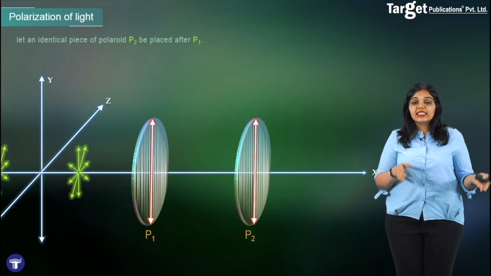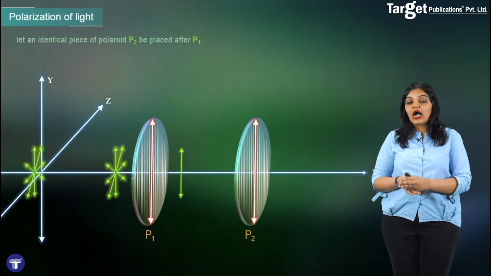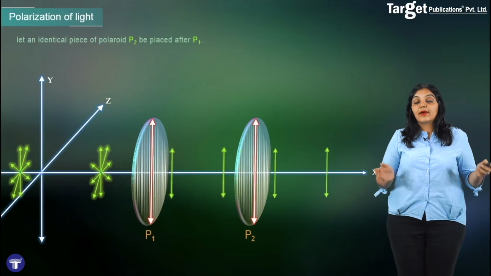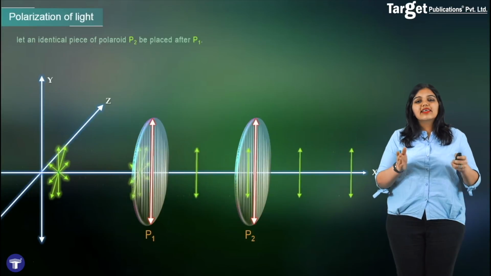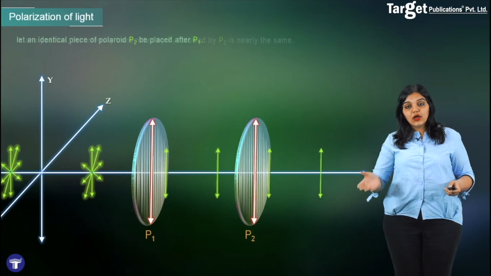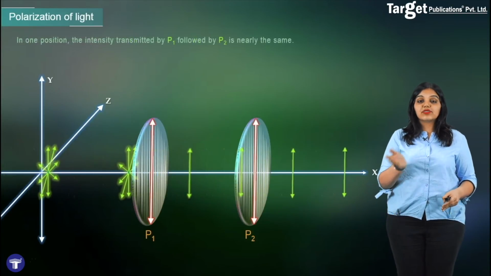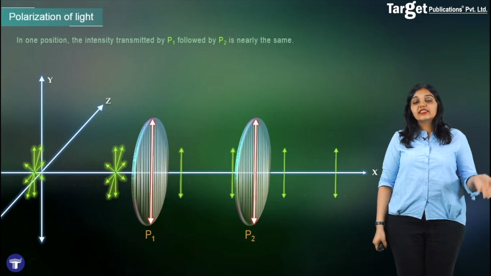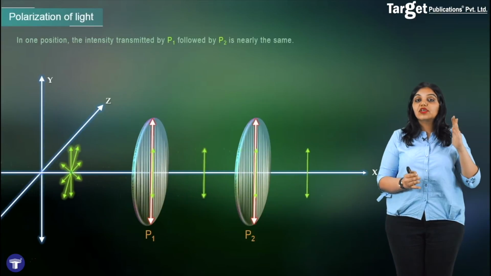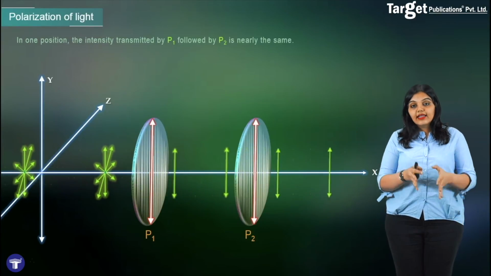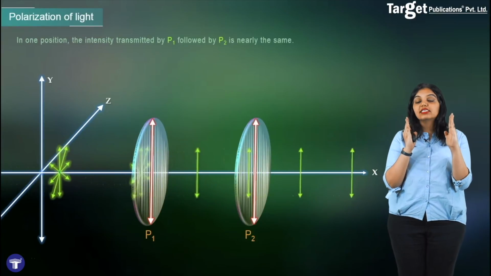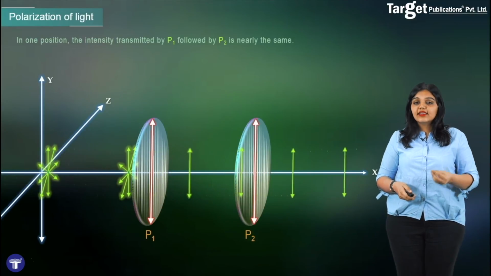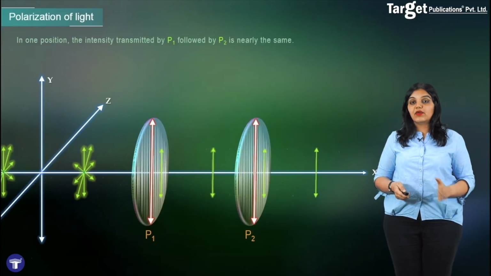We can then place an identical piece of polaroid P2 after P1. And you will see that when you place them in such a way that their pass axes are parallel, the intensity of light coming from the other one, P2, is just the same as was coming from P1. Let me remind you that the intensity of light after P1 was already half of the original intensity. And then in this case, when the pass axes of both of them are parallel, the intensity of light after P2 is exactly the same as the intensity of light after P1.